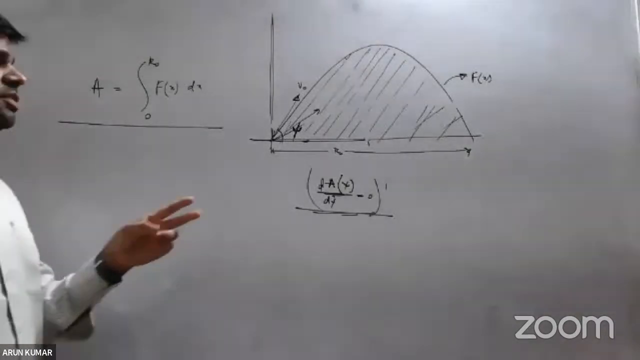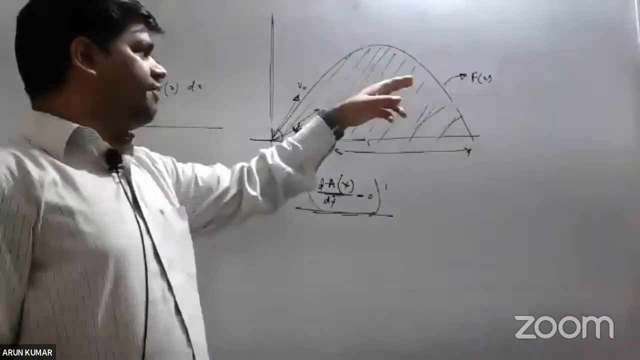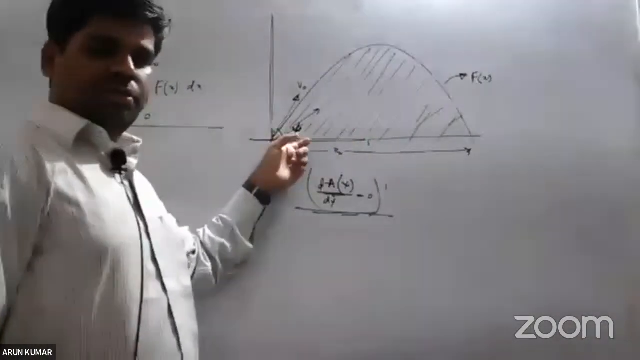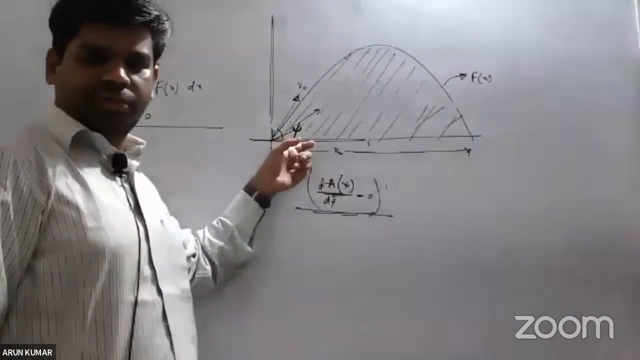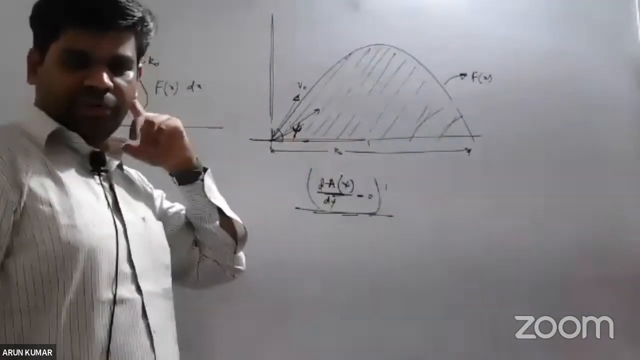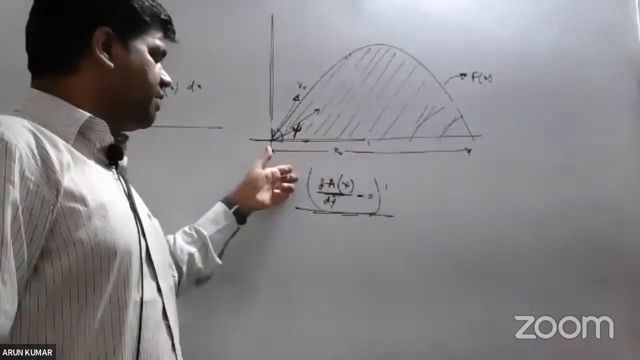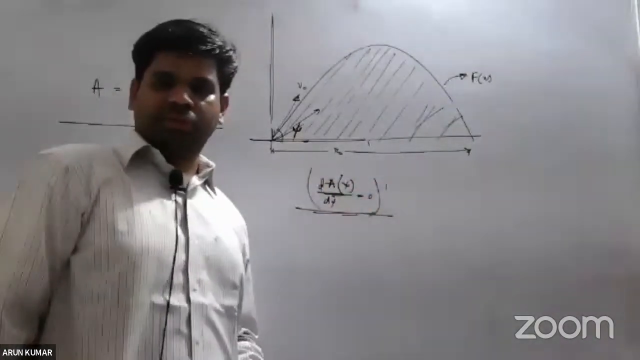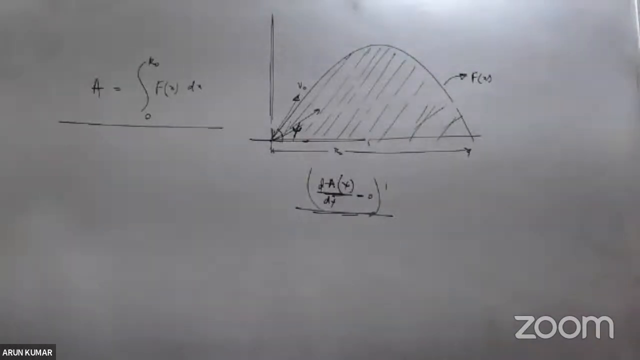Two-step strategy. Step one: knowing the function, I'll write the area under the graph, which I'll get as a function of psi. Now we've got the function. Once you get the function, I'll differentiate it with respect to the variable psi and equate it to 0. I'll get the value of psi.